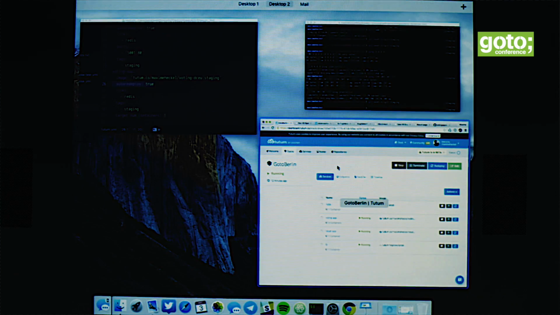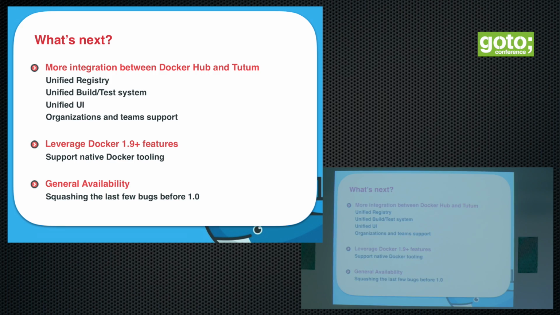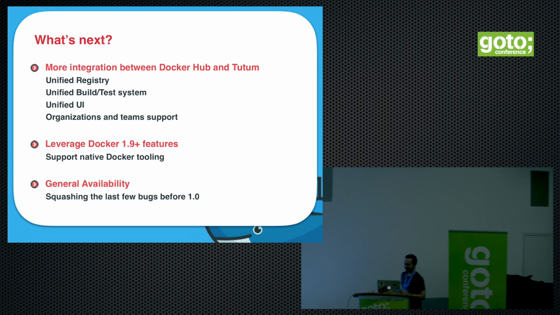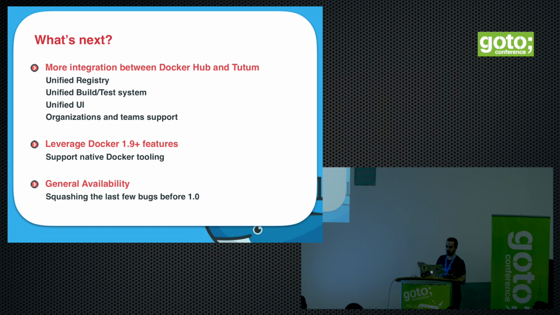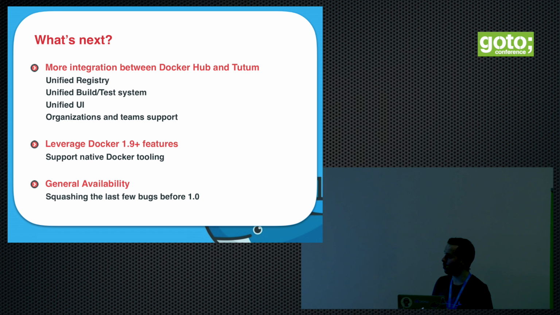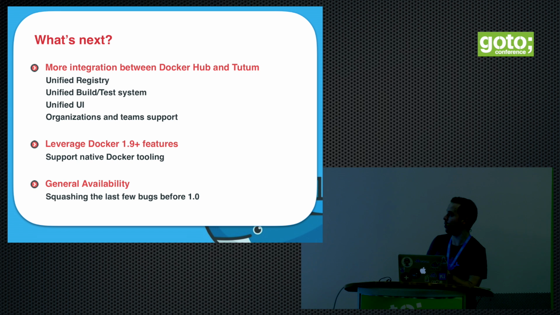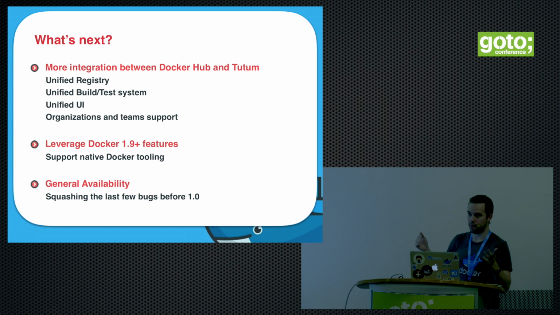And I'm going to go back to the presentation to talk about what's next for Tutum. So first, sorry for the internet outage, it happens. Because we got acquired by Docker, you might expect more stuff to get along with the Hub that has been there for quite a long time now. So what will happen is that Docker Hub and Tutum will eventually be unified completely.